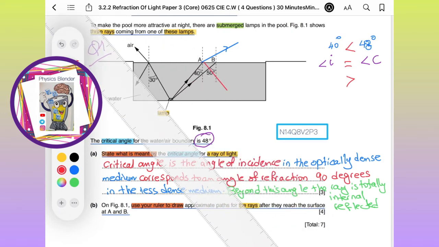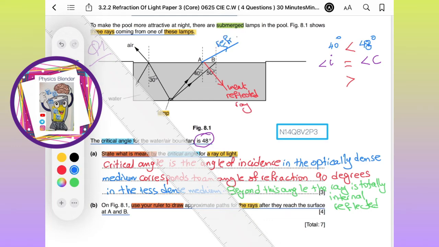So here we have the weak reflected light ray, and you have here the refracted light ray. Okay, what happens when the angle of incidence is 50, which is greater than the critical angle? So here 50 is greater than 48.